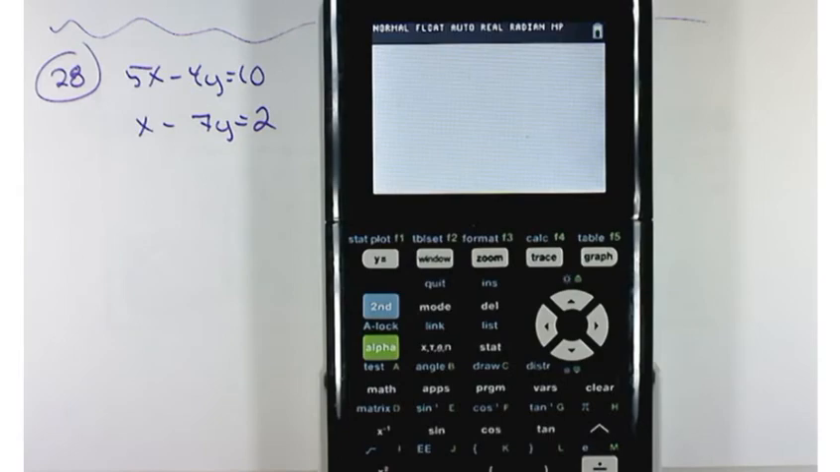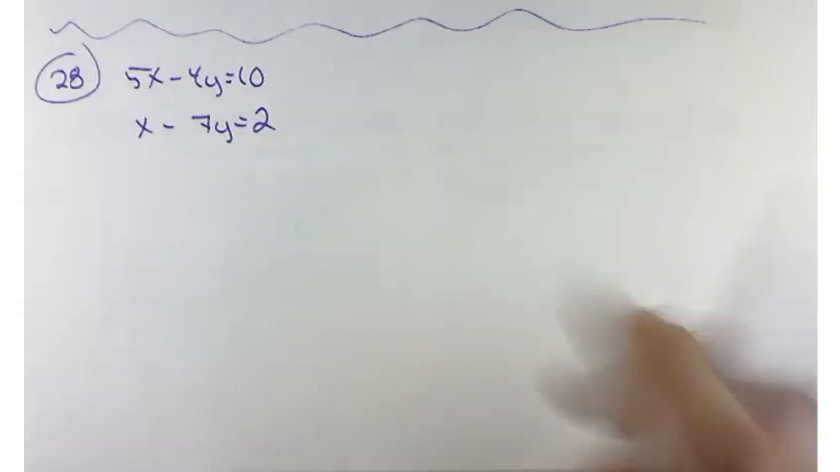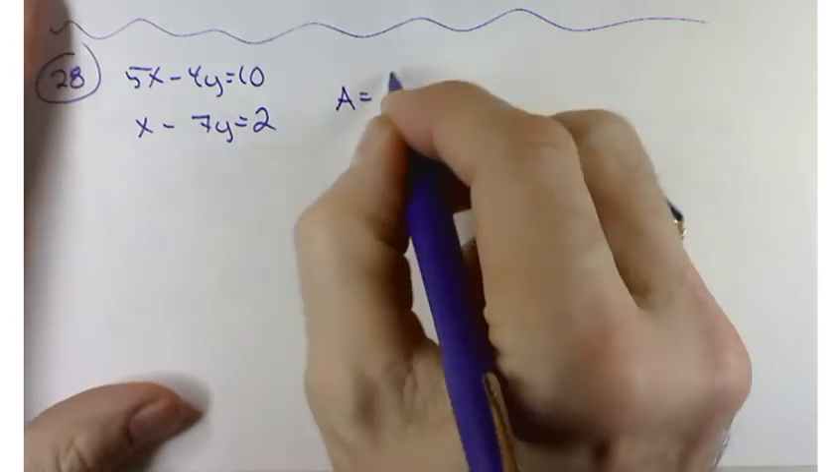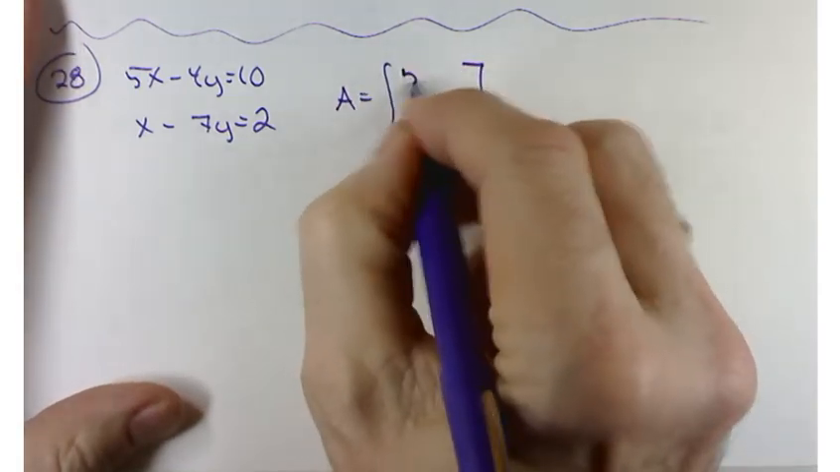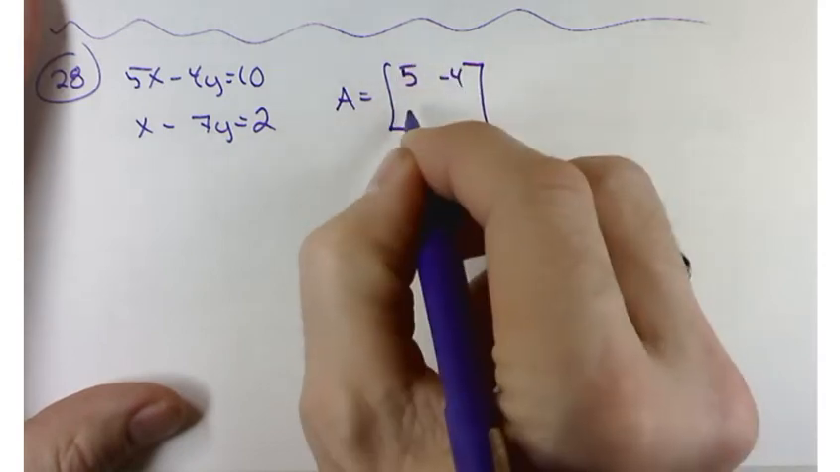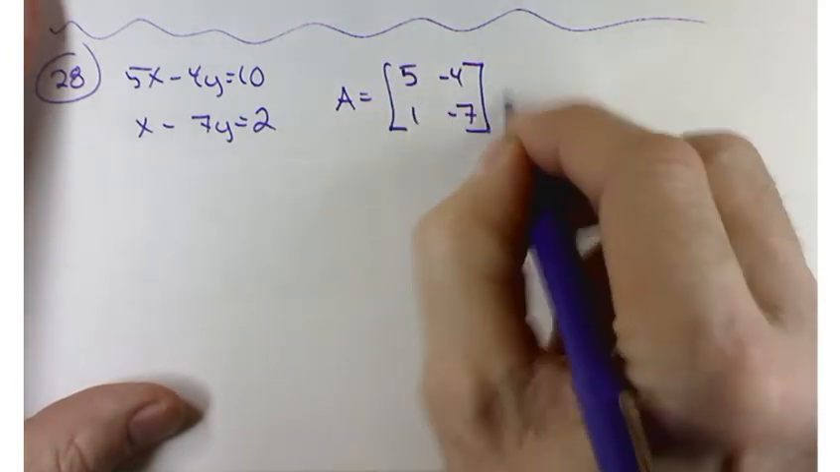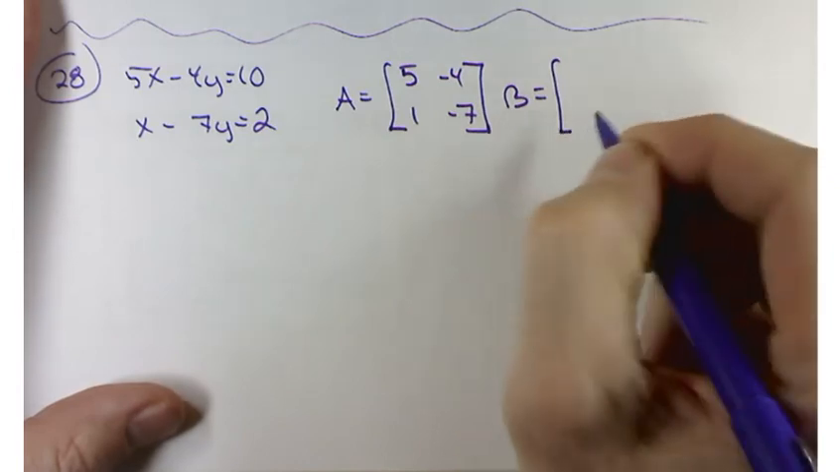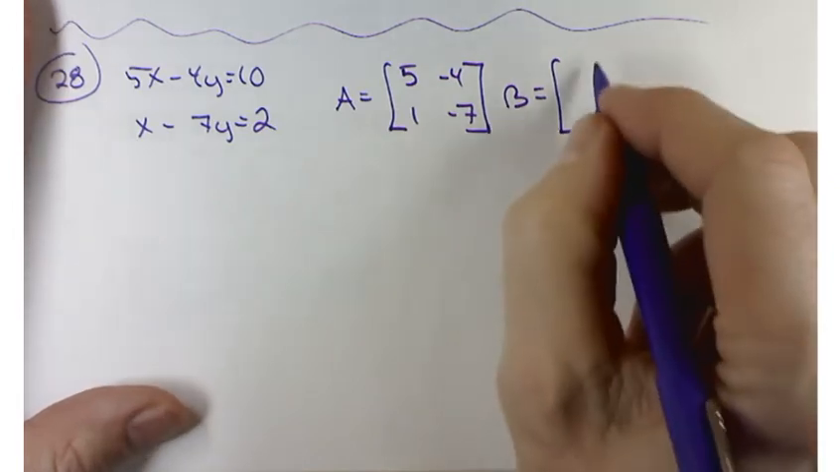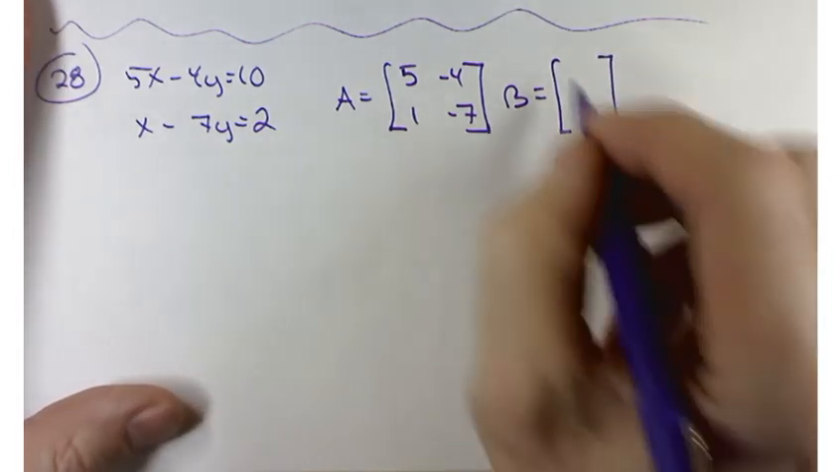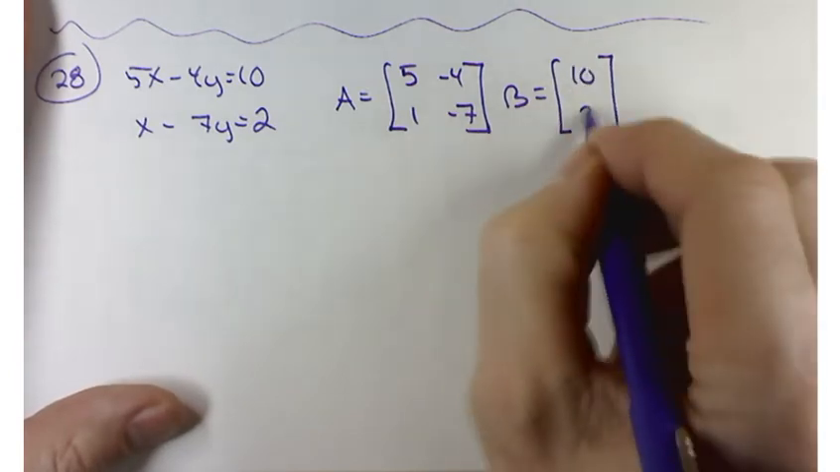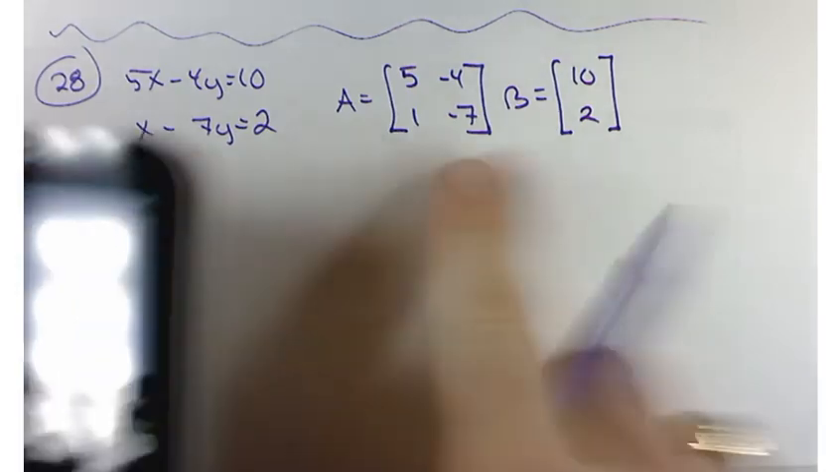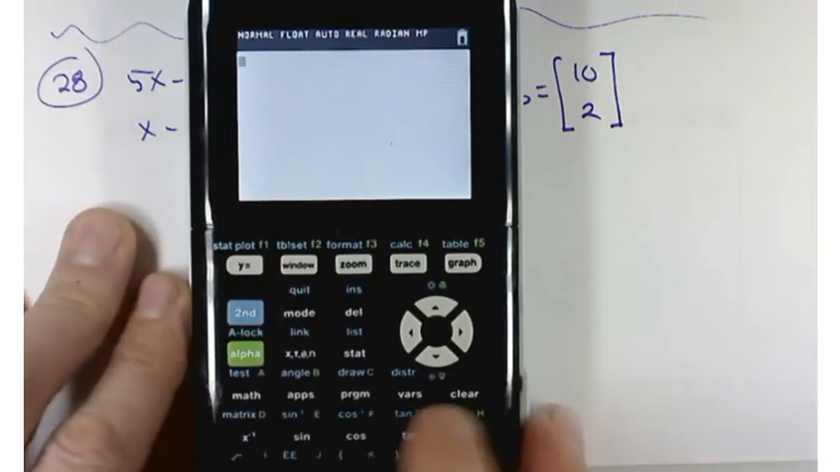First thing I need to do is I need to enter in a new matrix A and a new matrix B. Can anyone tell me what matrix A is going to be for this one? Good. So 5, -4, 1, -7. Demetrius, how about matrix B? What do you think that's going to have? Thank you. 10 and 2. So let's enter both of those into our matrices.